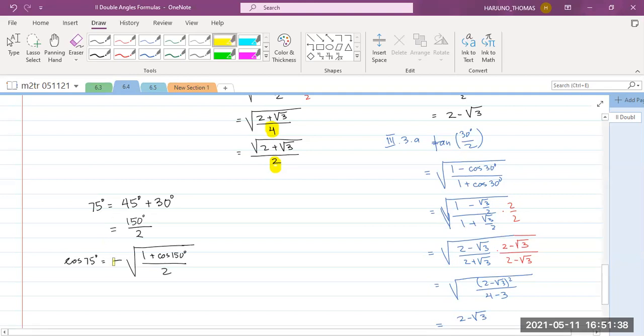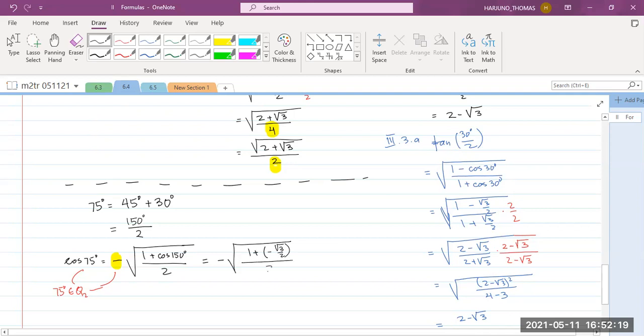Okay, so I know the sign here because of the quadrant in which 75 degrees is located. I need to predetermine which quadrant the angle is located in. From there, then I know the sign in front of the square root. This is equal to, so let me partition this a little bit. Okay, this is equal to the square root of 1 plus negative radical 3 over 2, over 2.